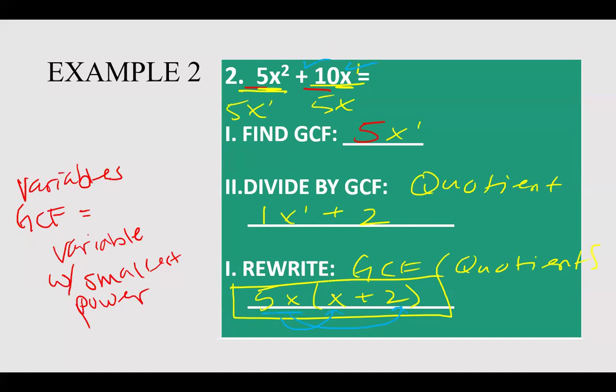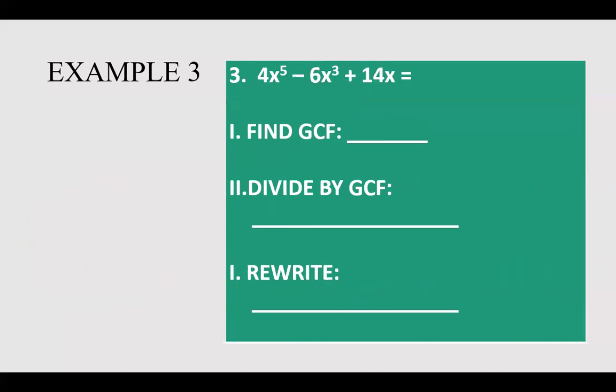Now, we did 1 and 2 together. Guess whose turn it is? Yours. So in the third box, you're going to write down the following. You have 4x to the fifth minus 6x to the third plus 14x. You're going to find the GCF and the quotient so that you can find the factored form.